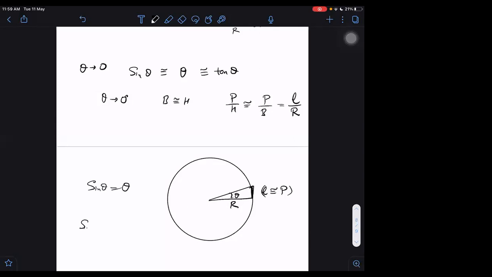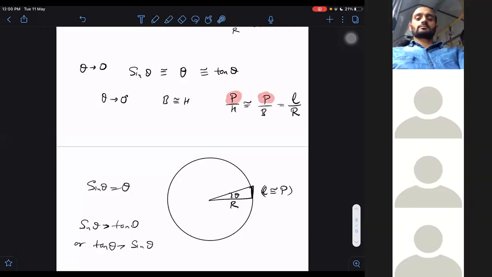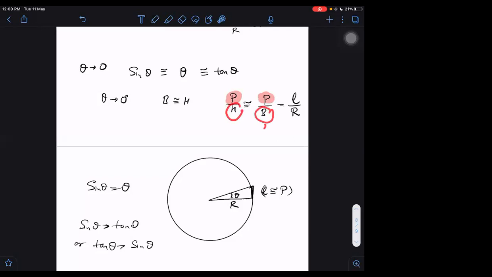Which is greater? Tell me. Sine theta is greater than tan theta, or tan theta is greater than sine theta? Sine theta is greater, let us check once. Both have common numerator, but base is lesser than h. So tan theta will be definitely greater than sine theta. First is wrong. Tan theta is greater than sine theta.